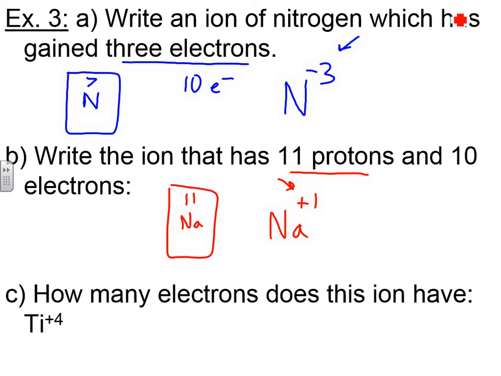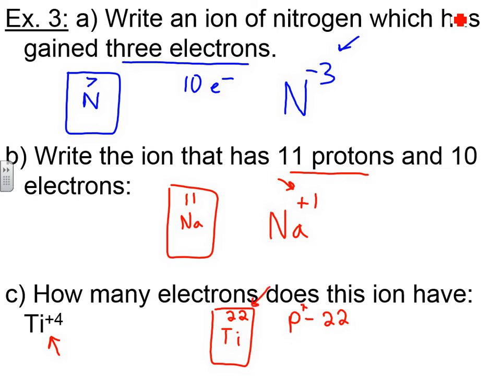Okay, and then how many electrons does this ion have? Here is an ion of titanium +4. If you take a look at the periodic table, find titanium, you'll find that titanium is element number 22 in the periodic table. Now, since it's element number 22, it originally has 22 protons, so that's really easy. 22 protons, because the atomic number is 22.